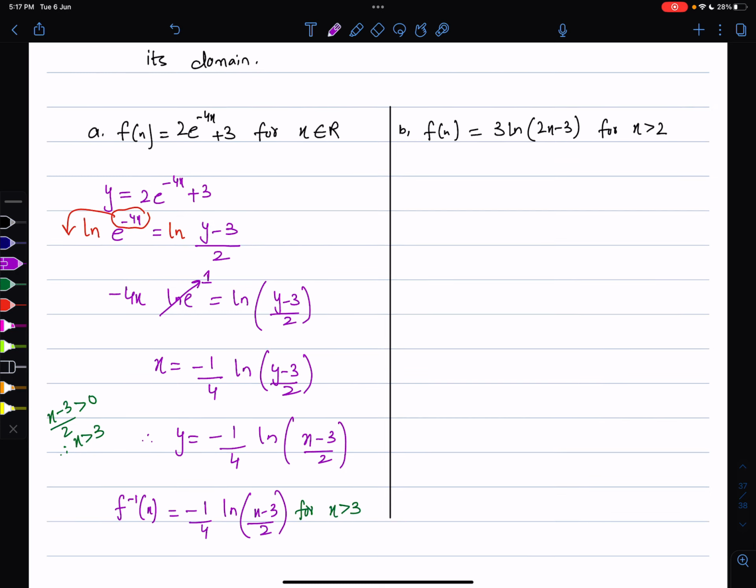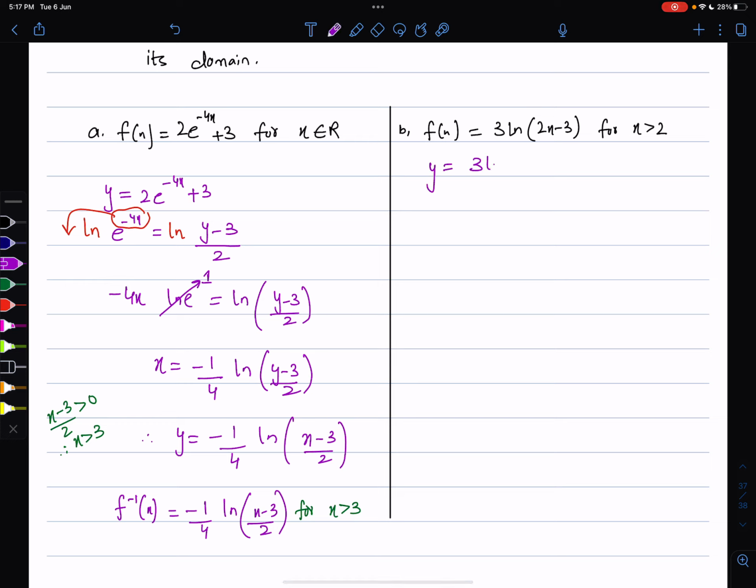Let's consider the next example. f of x equals 3 ln (2x minus 3) for x greater than 2. Now already our log function is given and its domain is given. The natural domain would have been x greater than 3 upon 2, but we are considering the part of the graph after 2. So now the basic steps are the same.